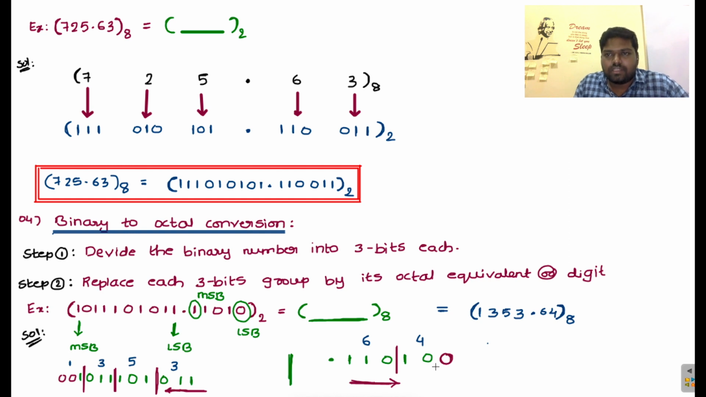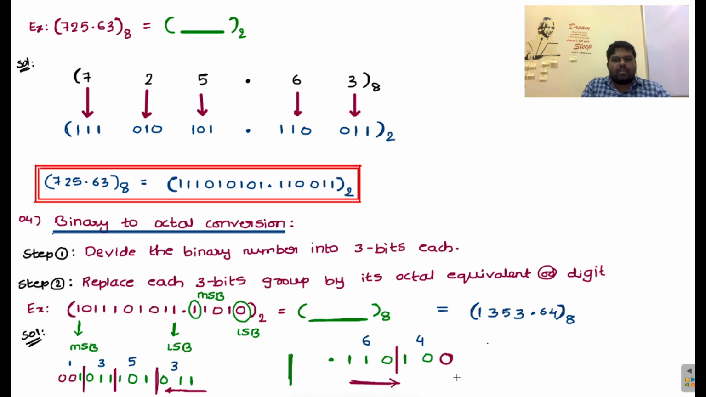By adding that 0, the fractional value cannot be changed. That's why I'm adding 0 at the rightmost position of the fractional number. So now each segment has 3 bits, and the 3 bits can be replaced with their octal equivalent, right? So now 110 means the octal equivalent is 6, and 100 means its octal equivalent is 4. Now combine these two, then you will get 1353.64 base 8, right? This is your binary to octal conversion.